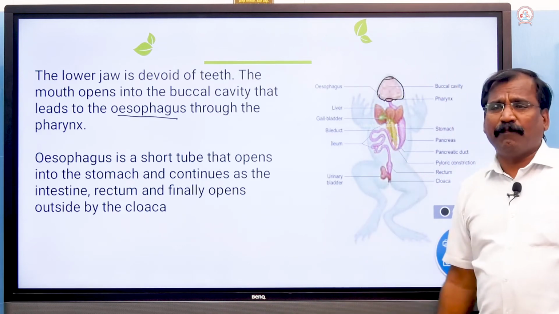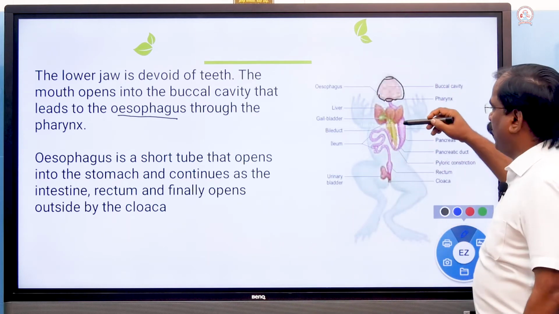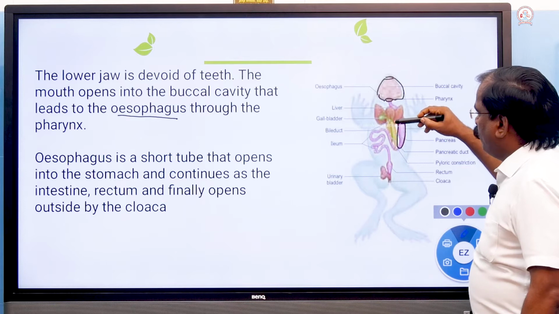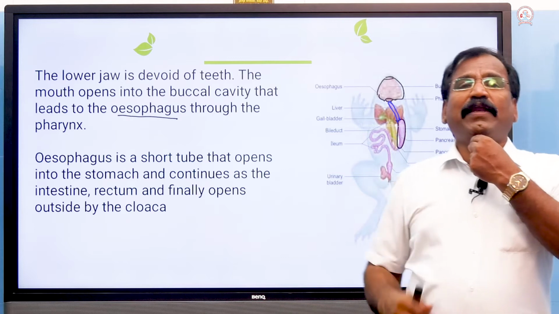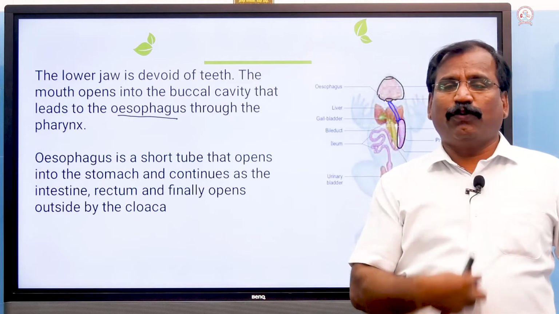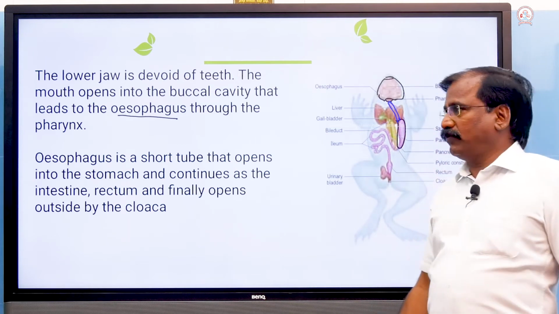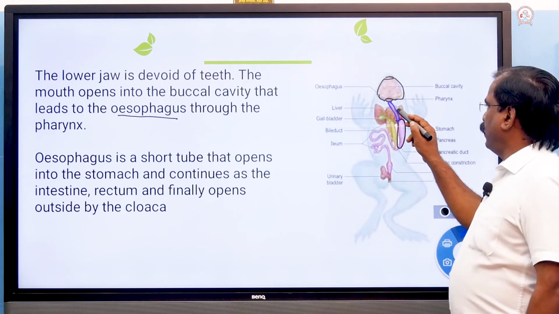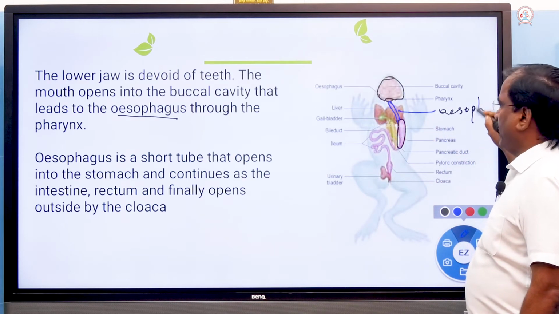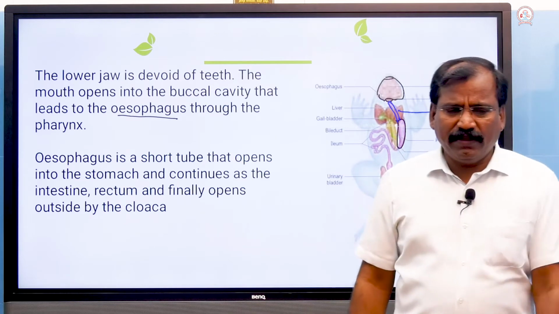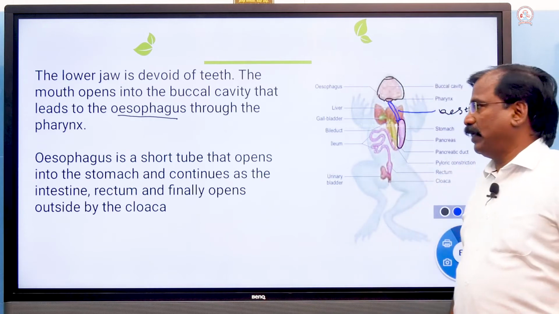How can we define the esophagus? It's a short narrow tube that connects the pharynx and the stomach. Look here, this is the stomach. That short narrow tube connecting the pharynx and the stomach is called the esophagus. It's simply for conduction, it has no other specific function.